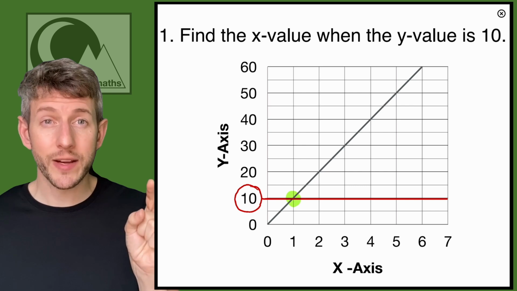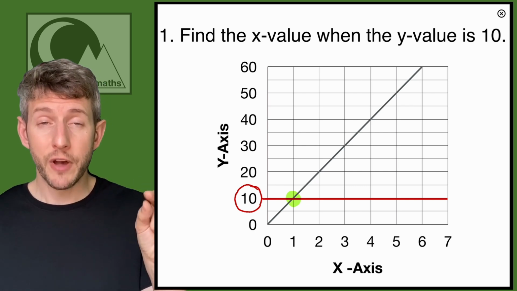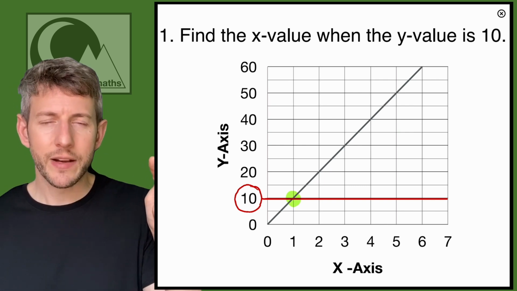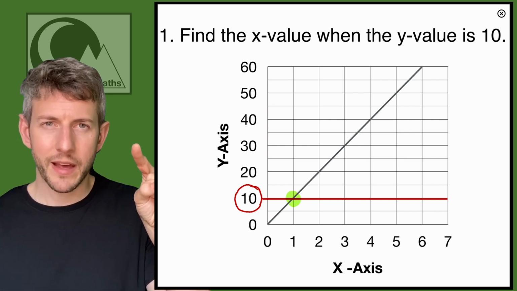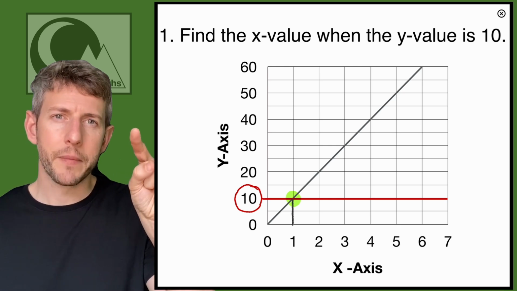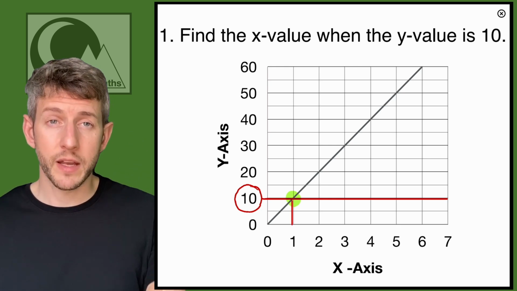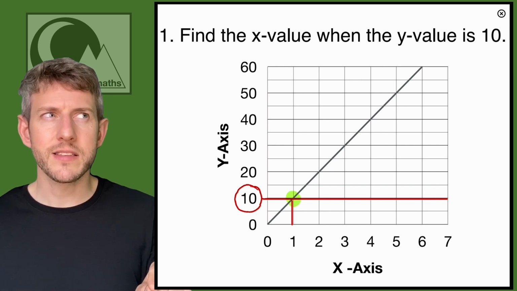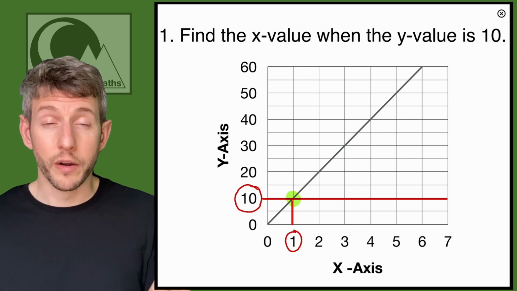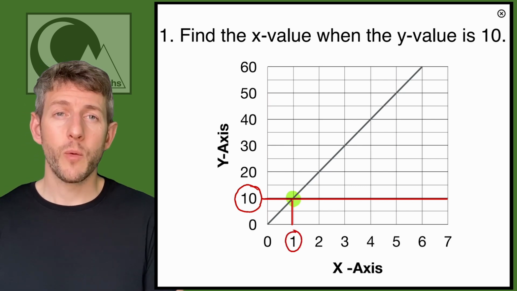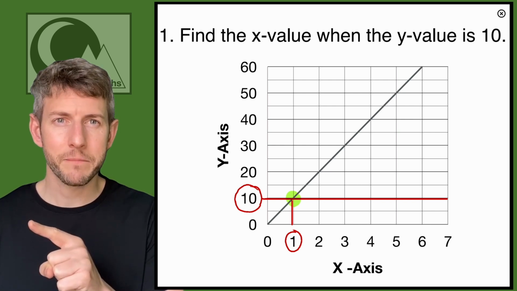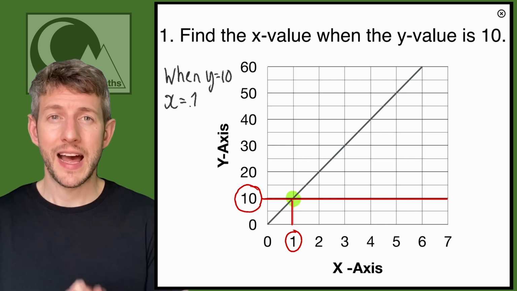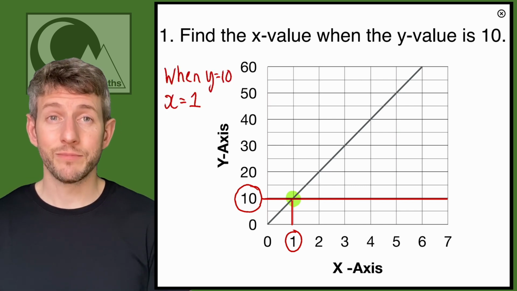So what I need to do is read along this y is 10. And when I get to the diagonal line, the conversion graph, and the conversion graph is the diagonal line, that's what the graph is, I need to then stop and read down. So I'm going to stop there and go all the way down to the x-axis, and I can see that my x value is 1. So I now know that when y is 10, x is 1. And that's how this graph works.